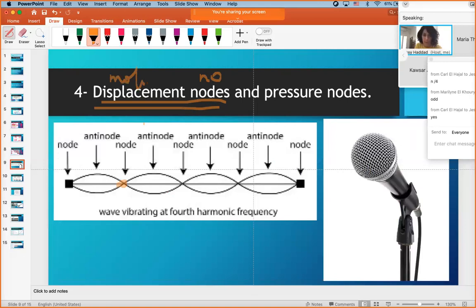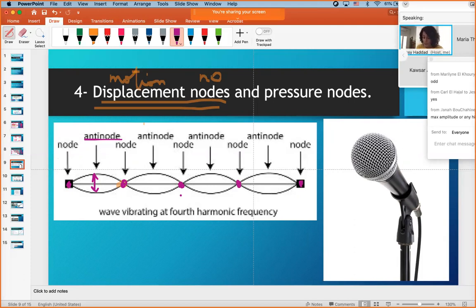By the way, you know what a node is in English? So it looks like a node anyway. And this is another displacement node. And this is another node. And the edges would be nodes if they're actually fixed. Whenever you have a very big amplitude displacement, we're going to call it antinode. So antinode for high amplitude displacement and node for no displacement at all. And the distance between two consecutive nodes is going to be equal to lambda over 2. So these are only new words for you.